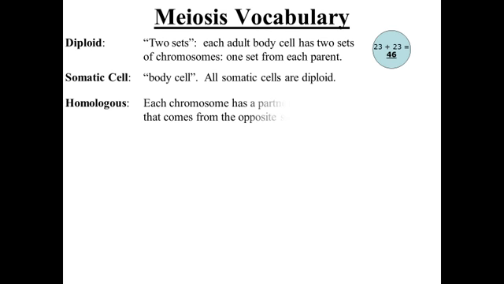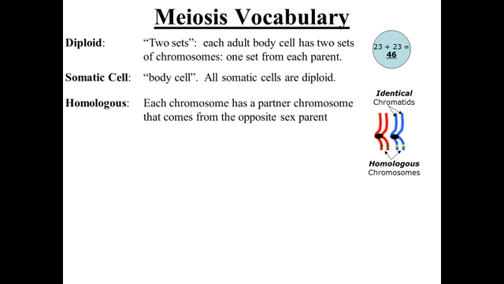That's 23 pairs. Now, each pair of those chromosomes is what we call a homologous pair. A homologous pair means that they have the same information on them, or they have the same genes. Now, they may have different forms of those genes, but they each represent a member of a pair. So it comes from the opposite sex parent, right? Each of these chromosomes, this would be chromosome 1, this would be chromosome 1. The chromosome 1 from mom, the chromosome 1 from dad. That's what we mean by the homologous pairs.